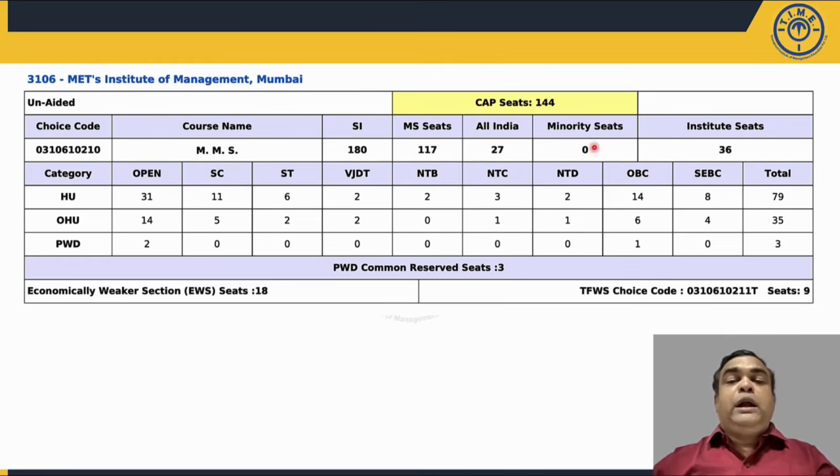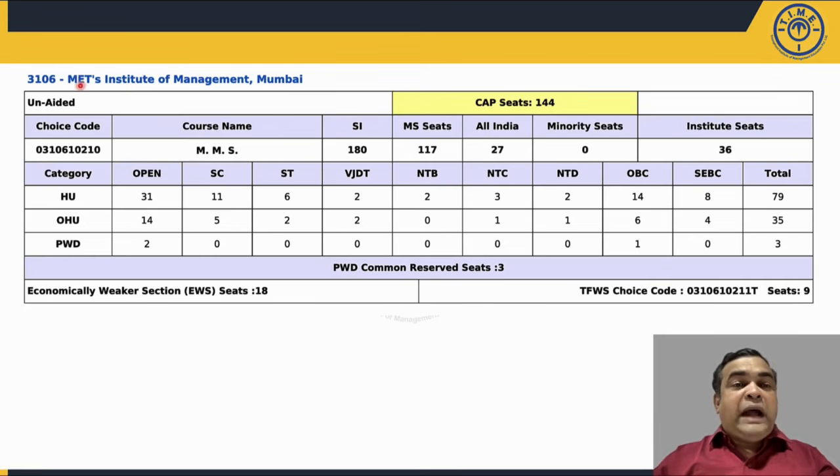Now here you have to notice that for the economically weaker section, there are 18 seats reserved. These are 10% of your sanctioned intake and are over and above these 180 seats. However, for the tuition fee waiver scheme, there are 9 seats. These 9 seats are part of these 144 seats. So I'm just giving one example of how that breakup looks like.